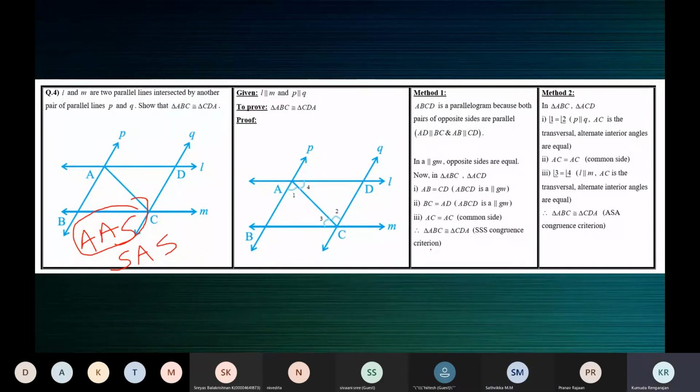Okay, so you've written AB is equal to DC. Let me mark that. Yeah, you're right. Opposite sides equal. BC equal to AD. That's also right. Opposite sides equal.